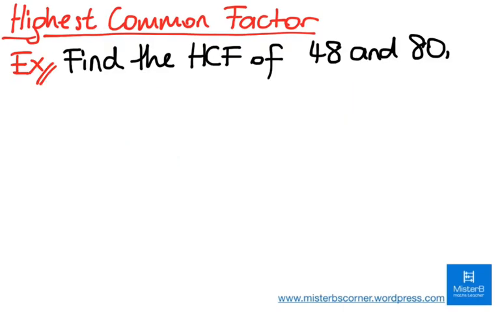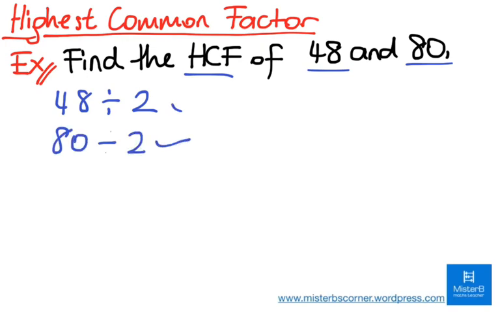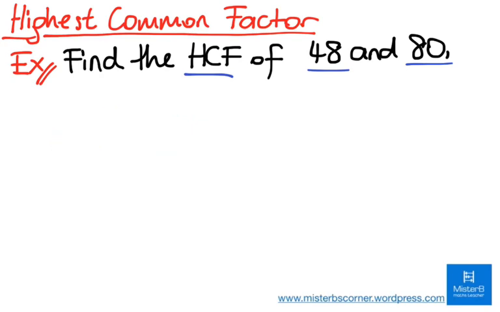Let's look at this example. It says find the HCF, highest common factor, of 48 and 80. Now instead of thinking, well, I can divide 48 by 2, I can divide 80 by 2, so that's fine. I can divide 80 by 4, I can divide 80 by 8, 48, yes, I can divide by 8. So instead of going through all this, we can use the same method for both numbers.